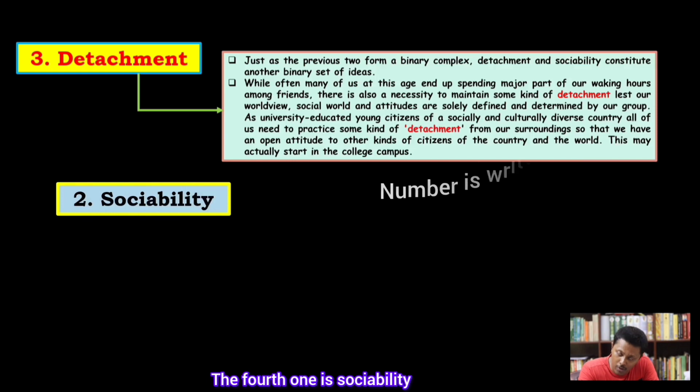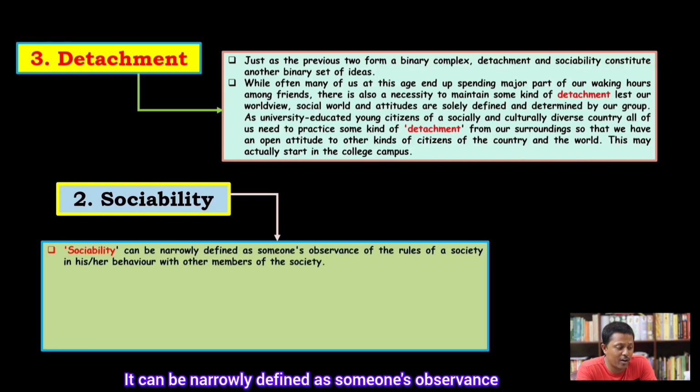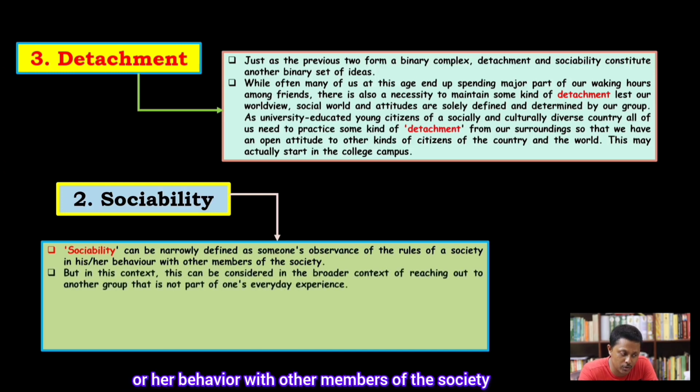The fourth one is sociability, and definitely the last one. It can be narrowly defined as someone's observance of the rules of a society in his or her behavior with other members of the society. In this context, it can be considered in the broader sense of reaching out to another group that is not part of one's everyday experience.